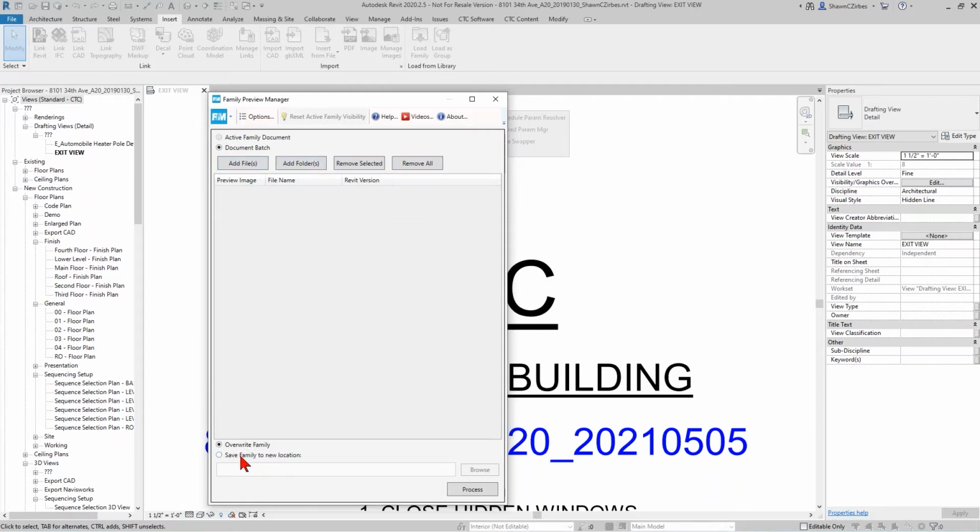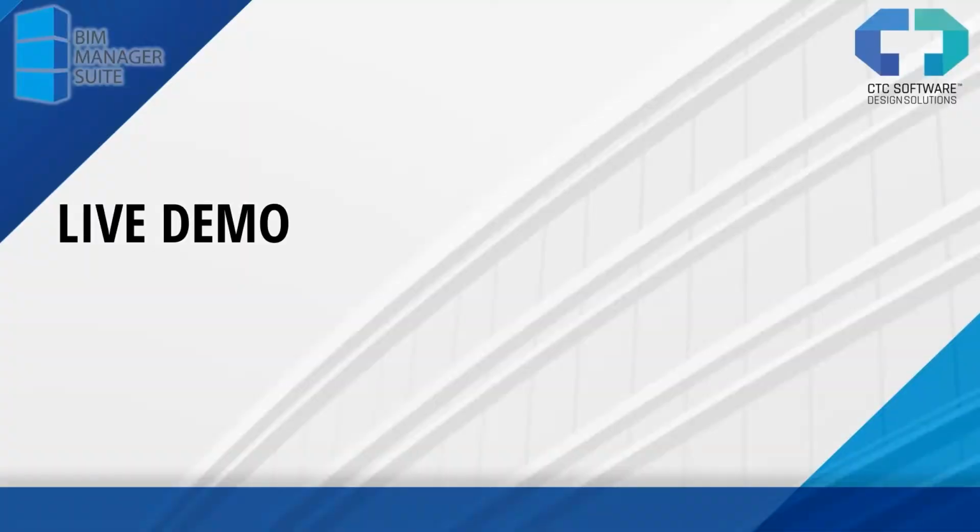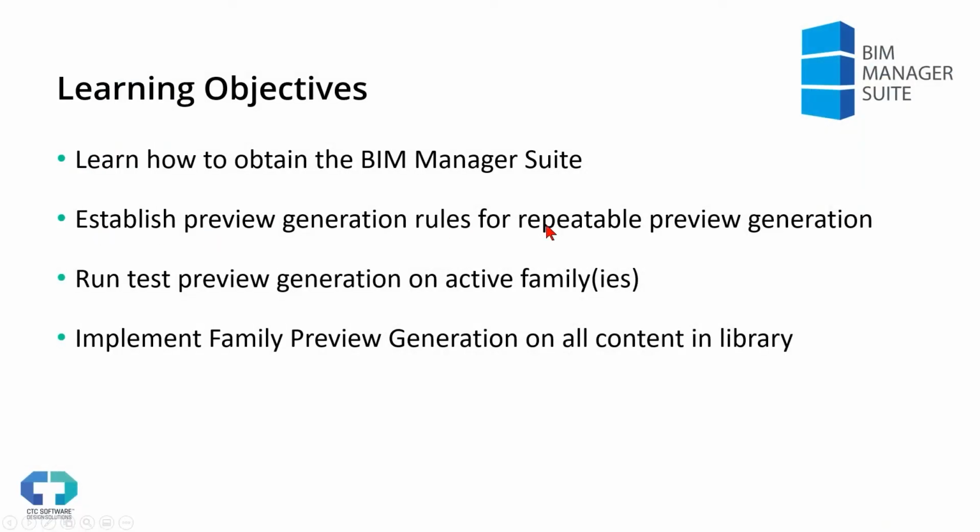I can tell it to overwrite the original family, or I can save the family to a new location. That works well. And I can process, but the real magic happens in the options. So let's go take a look at those, because this is where you establish the rules. Let's jump back here to the PowerPoint for a second. This is where you can establish the rules for the repetition here in the preview generation.